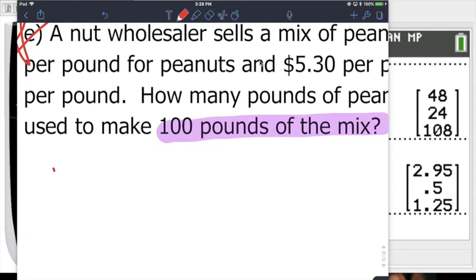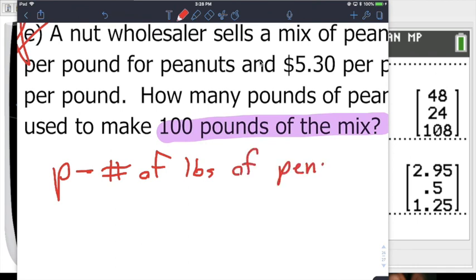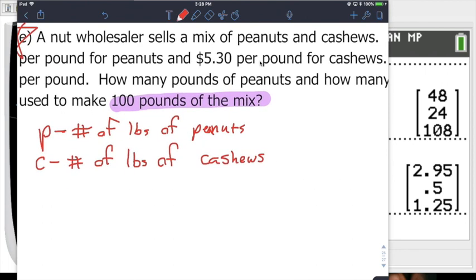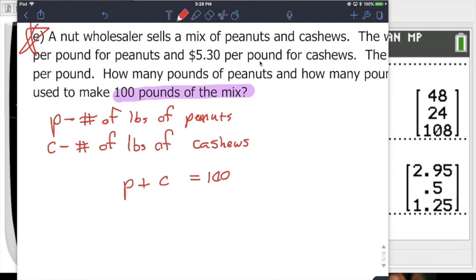So let me zoom in here. We're going to say P is the number of pounds of peanuts, and C is the number of pounds of cashews. Okay, so you need 100 pounds total. So we can say P plus C equals the 100 pounds total.